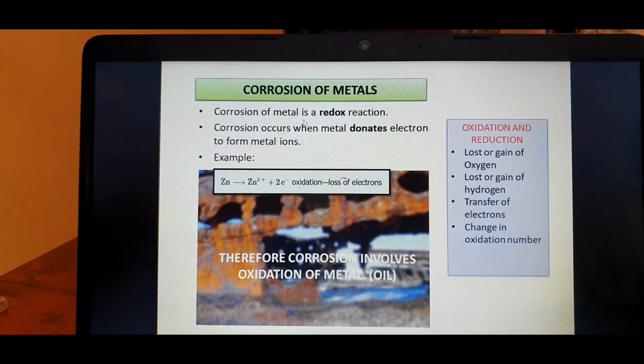So corrosion is an example of a redox reaction. What is the first step in corrosion of a metal? The metal donates 2 electrons. If I'm using zinc, it donates 2 electrons to form Zn2+. The moment you donate electrons, it's the OIL, so it must be oxidation. So what is the first step in corrosion of a metal? The metal undergoes oxidation by donating electrons to form a positive ion.